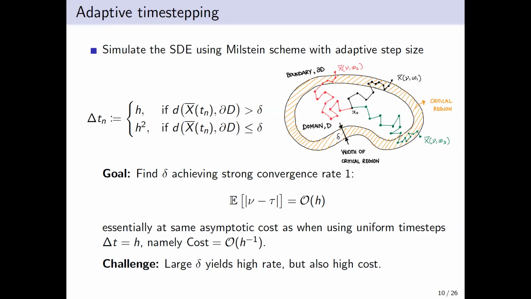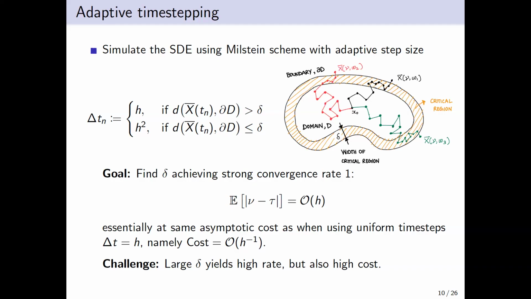I guess you can imagine from this that in order for this method to be efficient, you have to figure out a suitable value for delta. Because if you pick it too large, you're going to use a small time step too frequently, and that's going to give you an expensive method. While if you pick it too small, you're not going to improve the approximation accuracy of the method, right? So you have to find a compromise.